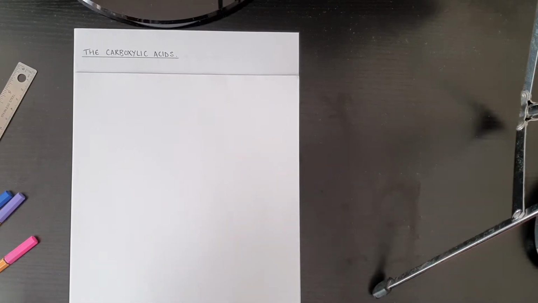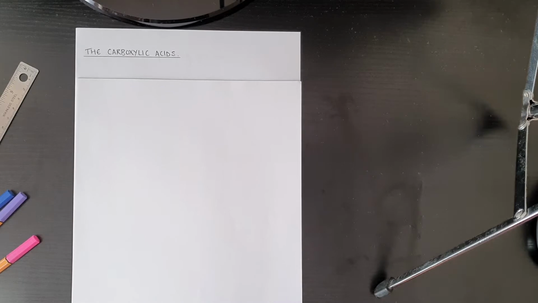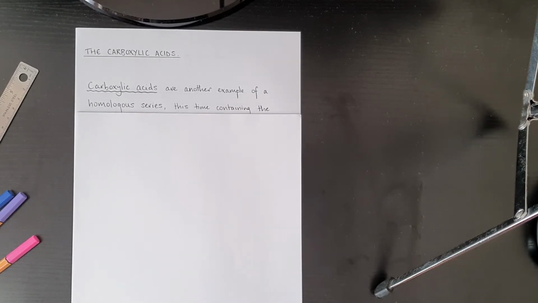In this video, we're moving on to talk about the second half of consumer products. So we've already looked at the alcohols homologous series, and now we're moving on to talk about the carboxylic acids. And that is the second of the two new homologous series that we're going to learn about. So as I've just said, carboxylic acids are another example of a homologous series.